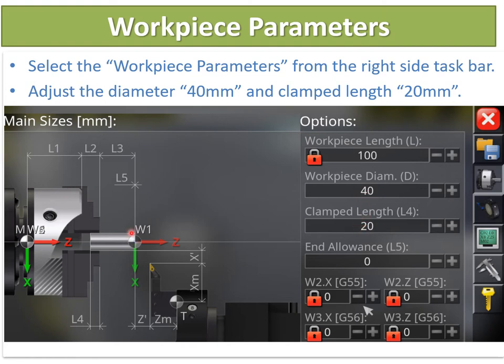Clamp length is the length inside the chuck. Here you can say the length of the raw material inside the chuck is known as the clamp length, which I have set to 20 mm for good clamping. We have set all the initial parameters of our raw material: 100 mm length, 40 mm diameter. All these are the initial parameters of our raw material before the turning operation.